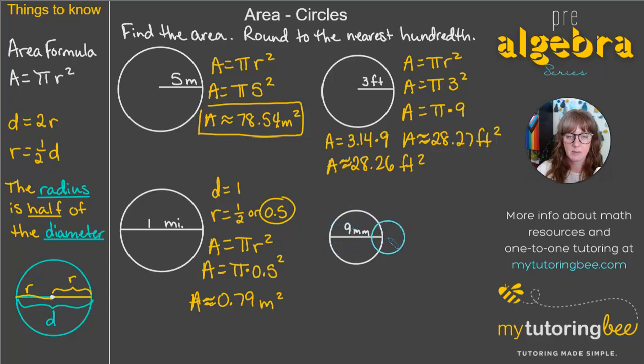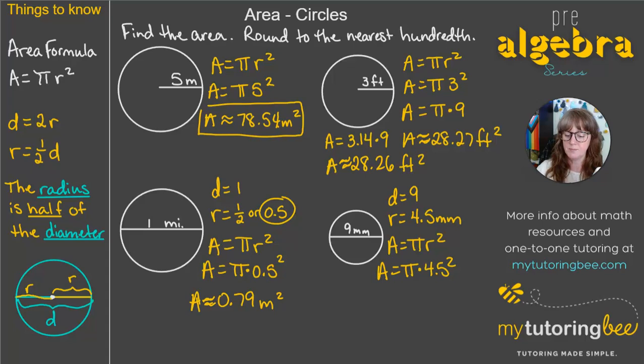We've got a diameter again of 9 millimeters. So we want to figure out what our radius is. So our radius is half of that. So our radius is 4.5 millimeters. So again, we're going to have a decimal in this one that we are using for our radius. So area equals pi r squared. Area equals pi times 4.5 squared.